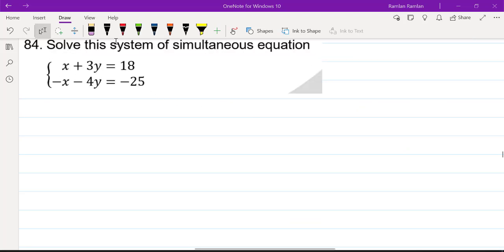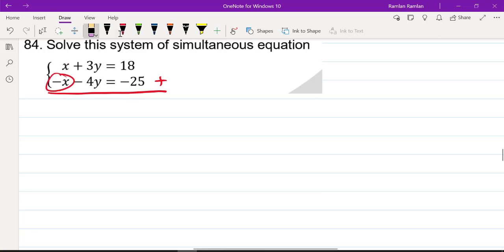Okay, the same thing with number 484. Here we have these two equations. This one is again pretty easy, because we can just eliminate the x by adding these two equations, right? Because x plus negative x is equal to 0.